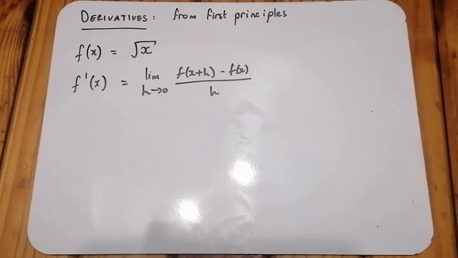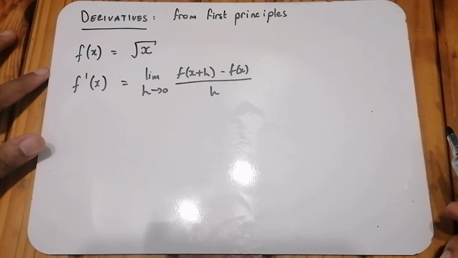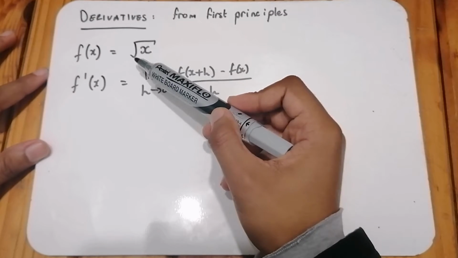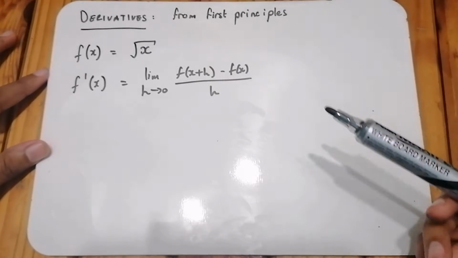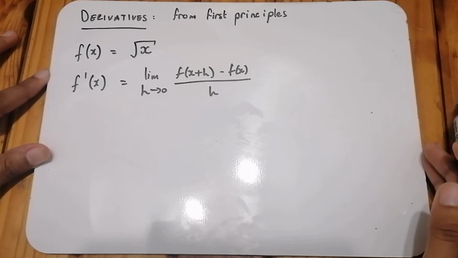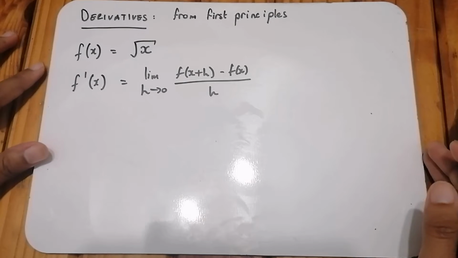So here's another example on derivatives from first principles. We are given the function f(x) is equal to the square root of x. So this is the inverse parabola. And we need to find the derivative for this function.